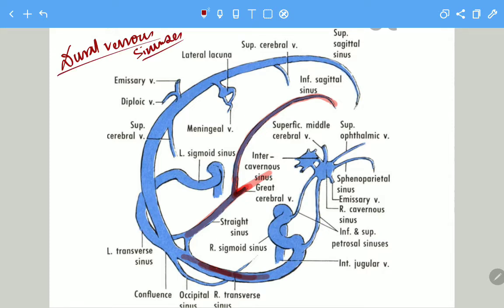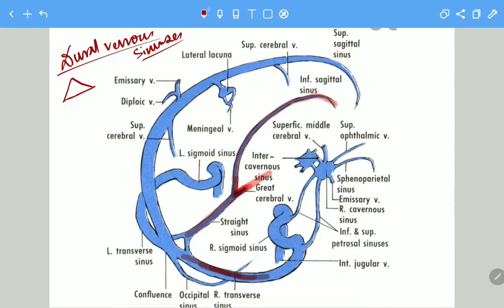Okay, the dural venous sinuses are where the deep and the superficial veins drain, and this is a channel which is formed between the two layers of the dura mater. So this is formed in between the two layers of the dura mater, and major venous sinuses are located in the attached border of the falx cerebri and the tentorium cerebelli and the floor of the cranial cavities.